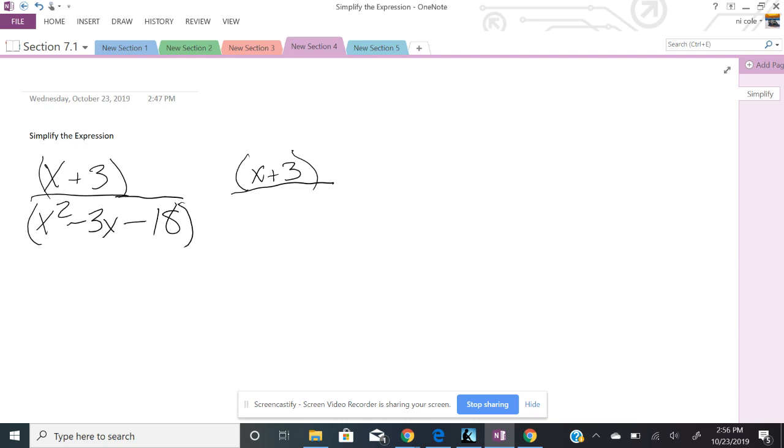Now, what about this one? Well, the denominator, it's in descending order. It does not have a greatest common factor, so I'm just going to go pod. All right, well, x and x, how do I make a minus? A plus and a minus.